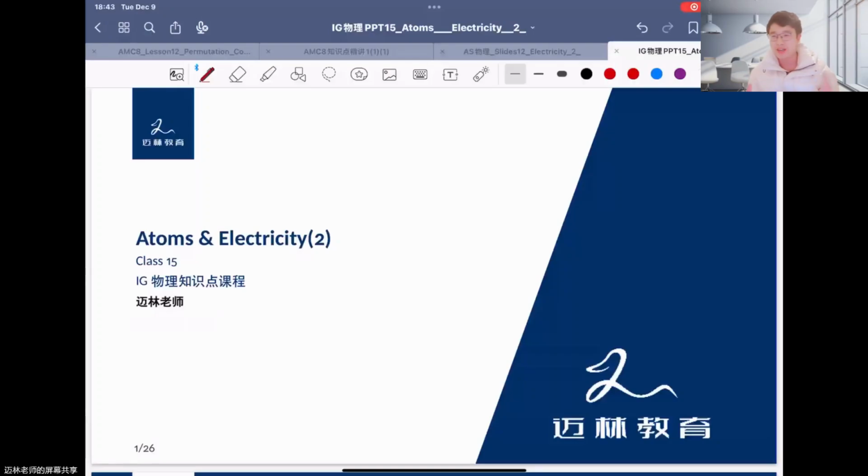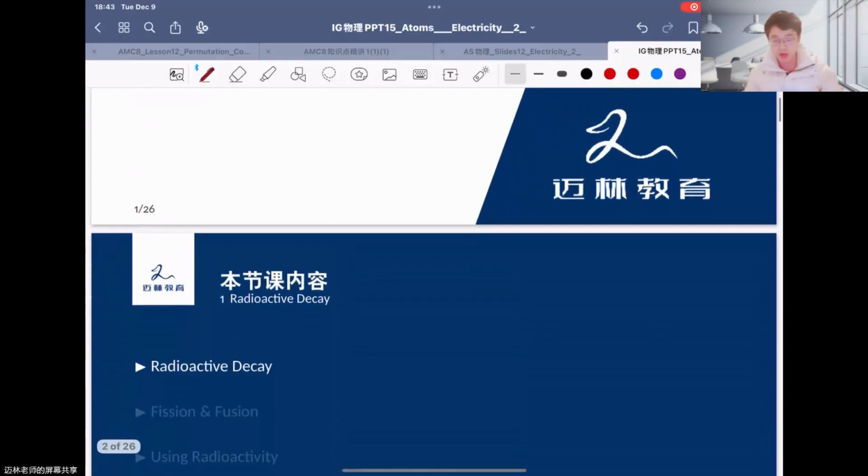Okay, hello guys. Today our topic is about atom and electricity. We are basically focusing on what the atom formula is and what the principle of it is. And also we are discussing some properties like alpha decay and the half-life, and many other kinds of atoms and electricity knowledge.